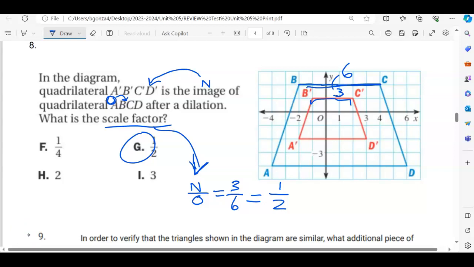So the answer is definitely not 2, because 6 over 3, which equals 2, is wrong because that would be O over N. Okay, it's got to be N over O. Remember, you got to know N-O.